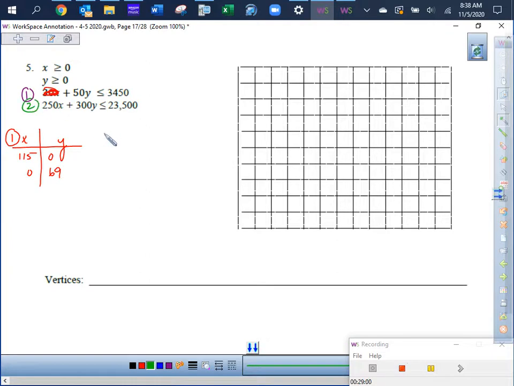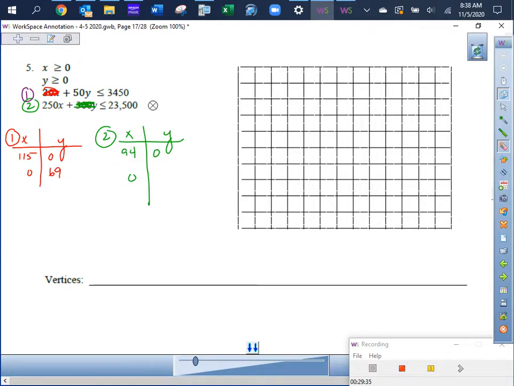Let's do the same thing for line 2. Make some baby tables, and let's find the x and y intercepts. Then we'll be able to make a graph. So some zeros. If we let y equal 0, I have to take 23,500 and divide it by 250. I know we can punch that in a calculator, so I'm not going to waste time doing it. Henry, what'd you get? 94. Is that okay with you guys? 94 for that one? Nice.